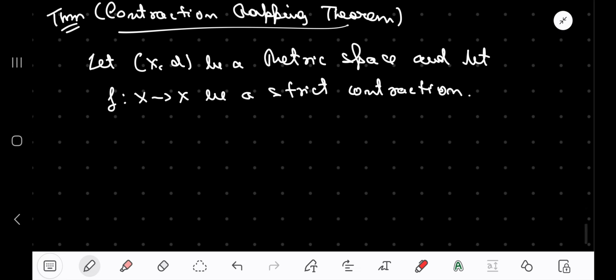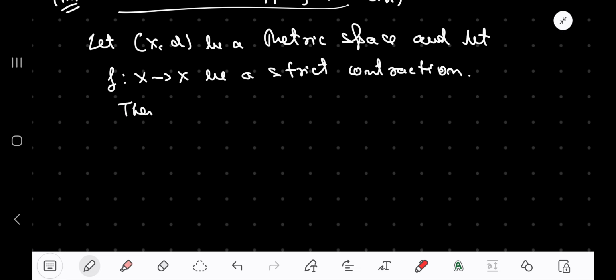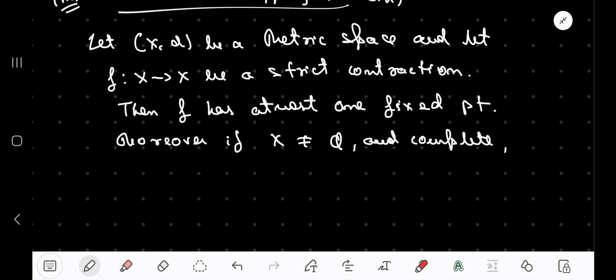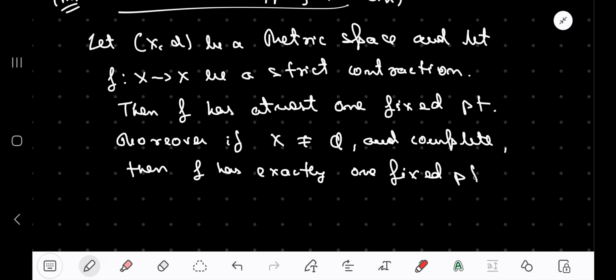Fine. Then F has at most one fixed point. Moreover, if X is non-empty and complete, that's what is necessary, complete, then F has exactly one fixed point. Fine.